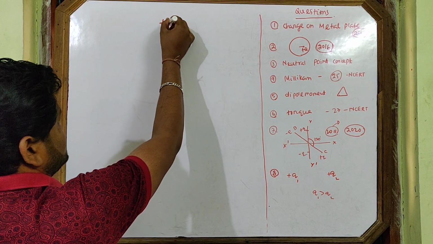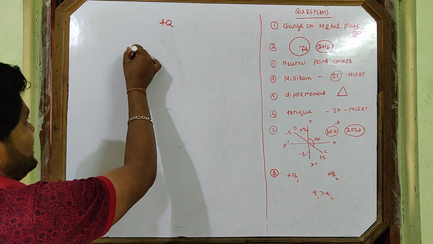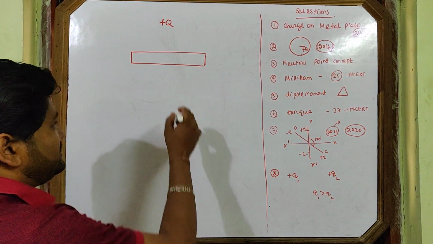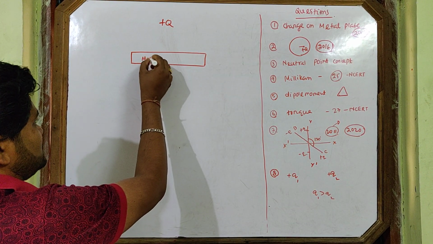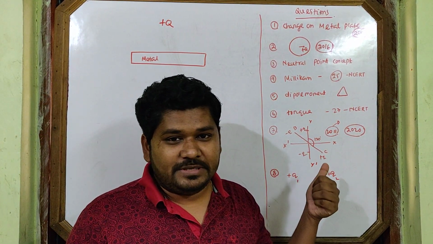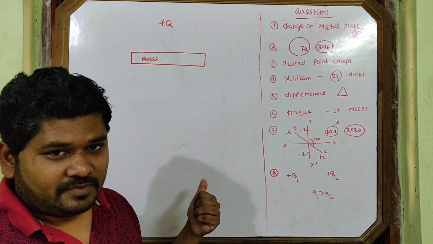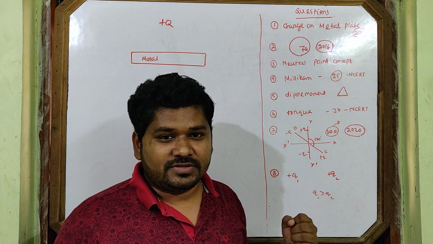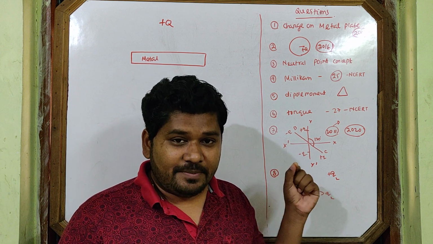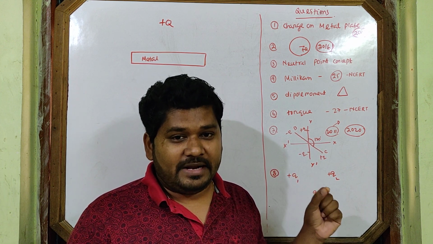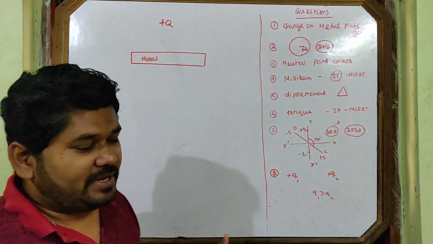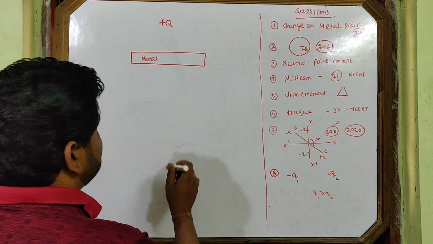Plus Q charge is sitting in close vicinity of a metal plate. Draw electric field lines. You can note the question. Plus Q charge is placed in the close vicinity of a metal plate. Draw electric field lines. This is a very important question. So now let's see how I will draw.